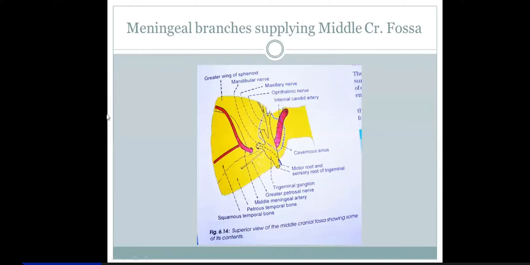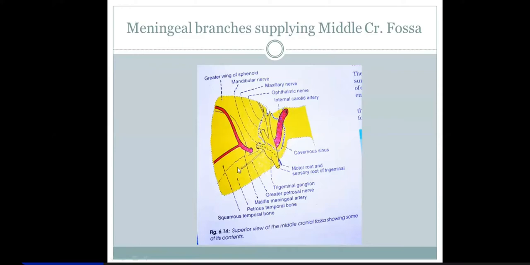Now we're focusing upon the blood supply of the middle cranial fossa. The middle cranial fossa, as I told you, is a butterfly-shaped fossa. Here you're seeing the lateral portion of the middle cranial fossa, and this is the body of the sphenoid having a depression, the hypophyseal fossa. And lateral to that, this dotted line they've shown is the outline of the cavernous sinus.